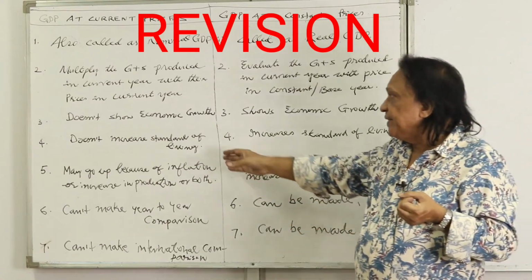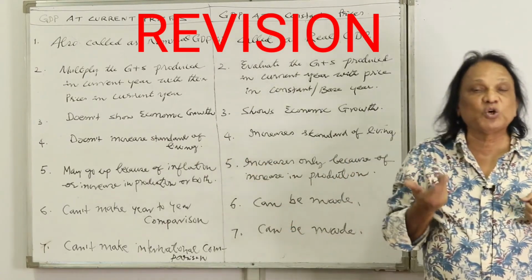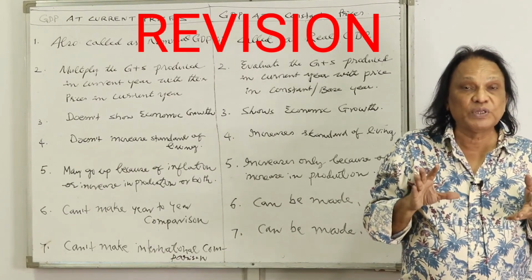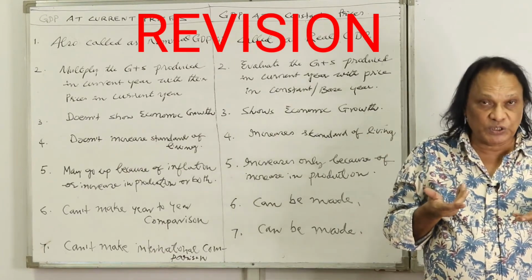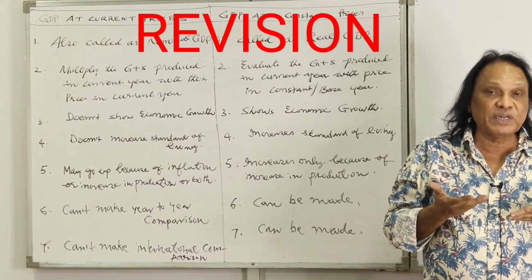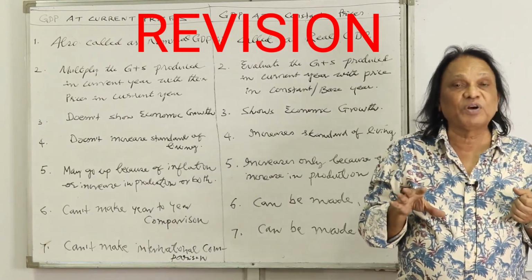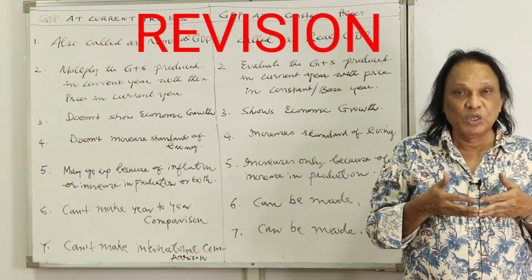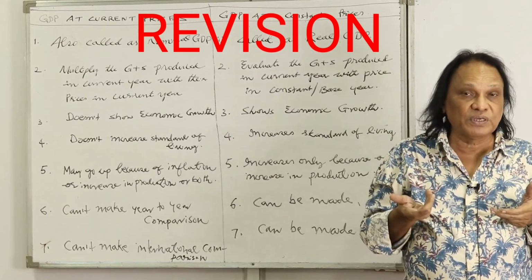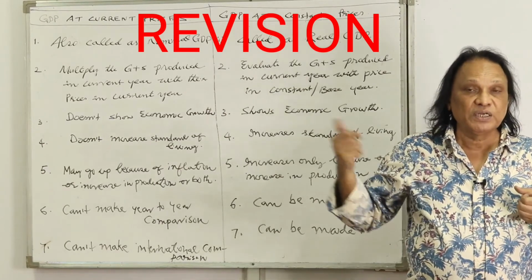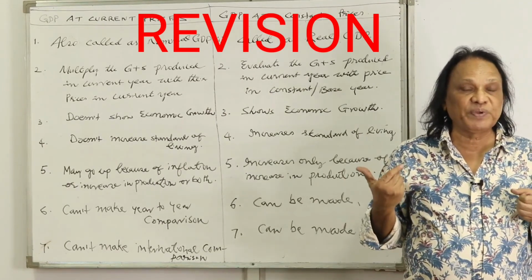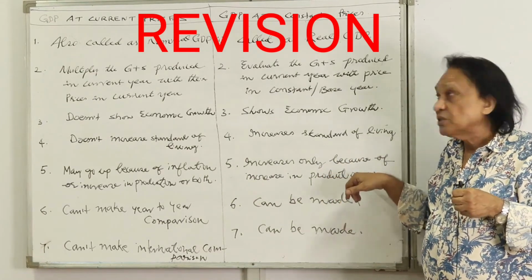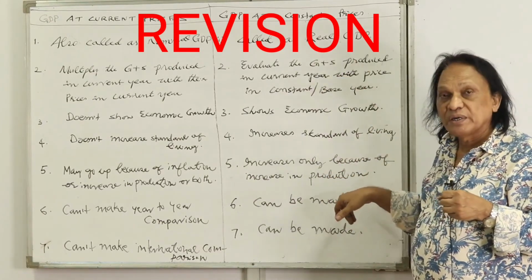The next point is an increase in nominal GDP does not show economic growth. An increase in real GDP shows economic growth. An increase in nominal GDP does not increase the standard of living of the people. An increase in real GDP increases the standard of living of the people. We cannot make year-to-year comparisons in terms of nominal GDP or GDP at current prices. We always have to make them in terms of constant prices or real GDP.